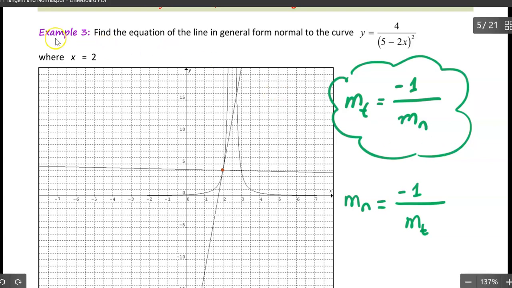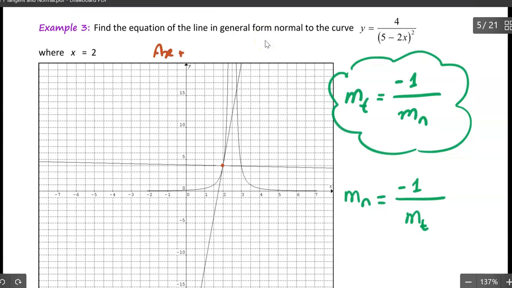And let's talk about this example here. Find the equation of a line in general form. So in general form, it means that we need to have ax plus by plus c equal to 0, where a, b, c are integers. And this one we need to have normal to the curve.